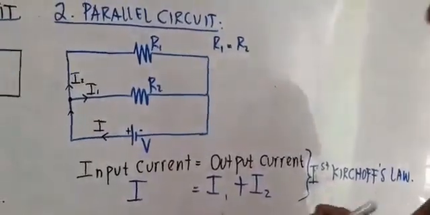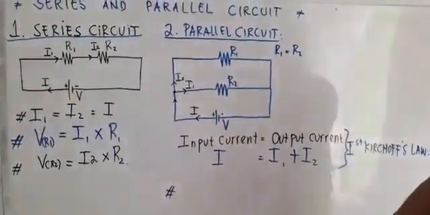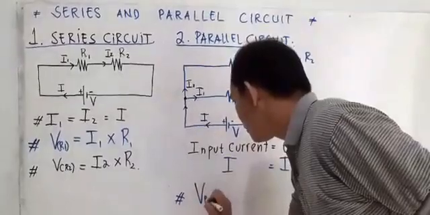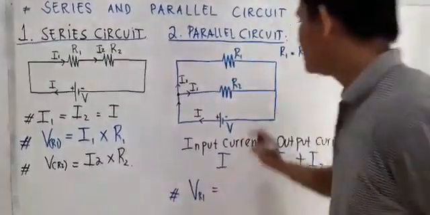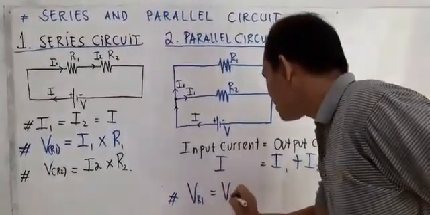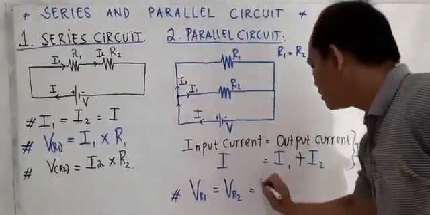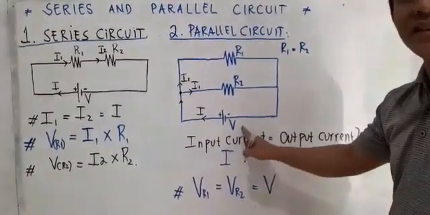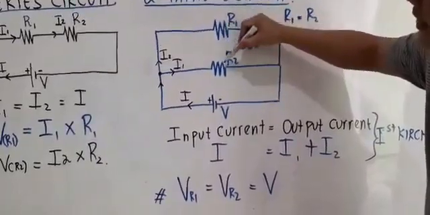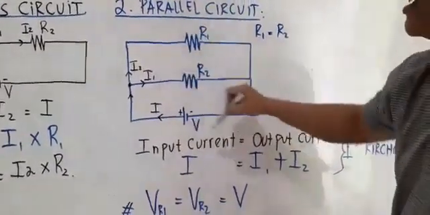Now what we are going to find is the voltage in R1. The voltage in R1 is equal to the voltage in R2, which is equal to the main voltage V. So the voltage will be the same in each of the resistances because it is a parallel circuit.